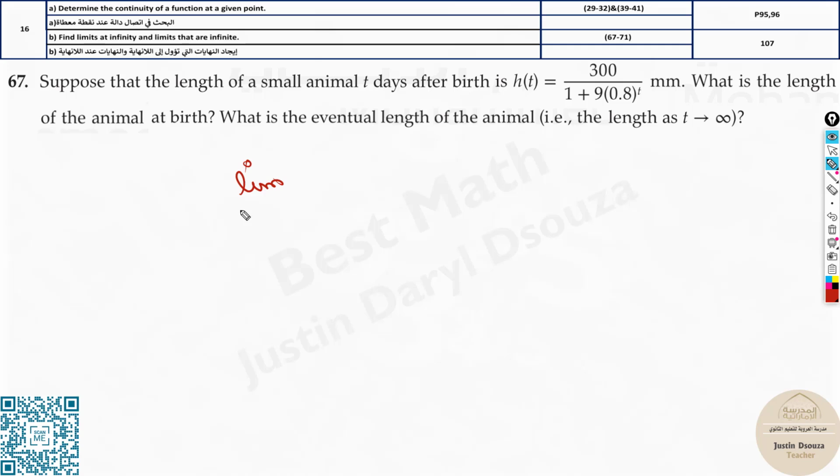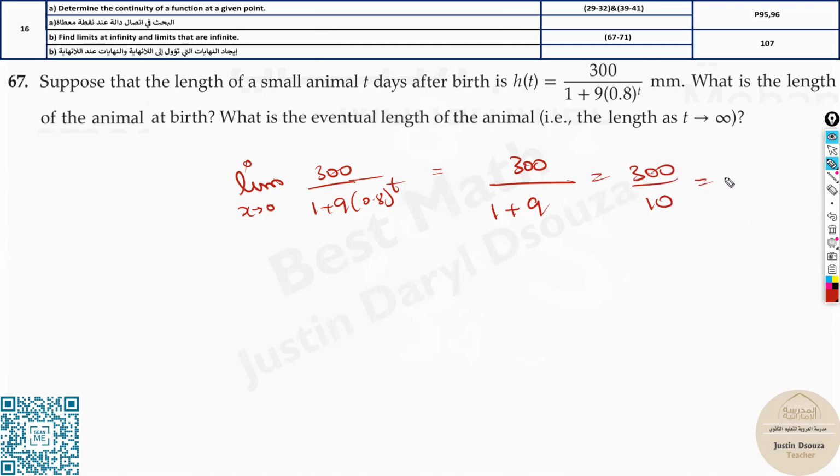First one, limit as x tends to 0 for this function 300 divided by 1 plus 9 times 0.8 to the power t. Let's just substitute directly t over here as 0. It will be 300 divided by 1 plus, see, whatever you substitute here, what's going to happen? It's going to be 0. So that's power 1. 0.8 power 0 is 1. So it's 1 plus 9. So you have 300 by 10, and this cancels, it's 30.